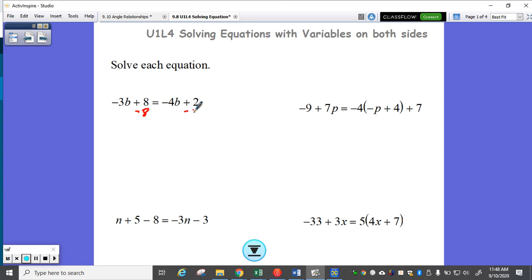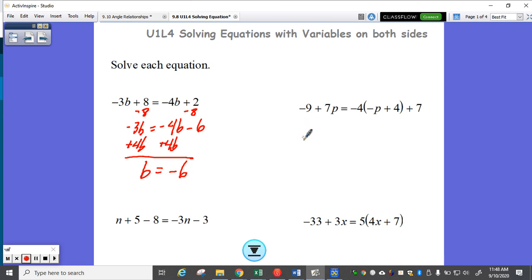So I'm going to subtract this 8. And so now I have this negative 3b equals negative 4b minus 6. All right. Then what do I do now? Add the 4b. Okay. So this is going to move all the b's to one side. And so negative 3b plus 4b is 1b, or just b, and that equals negative 6.